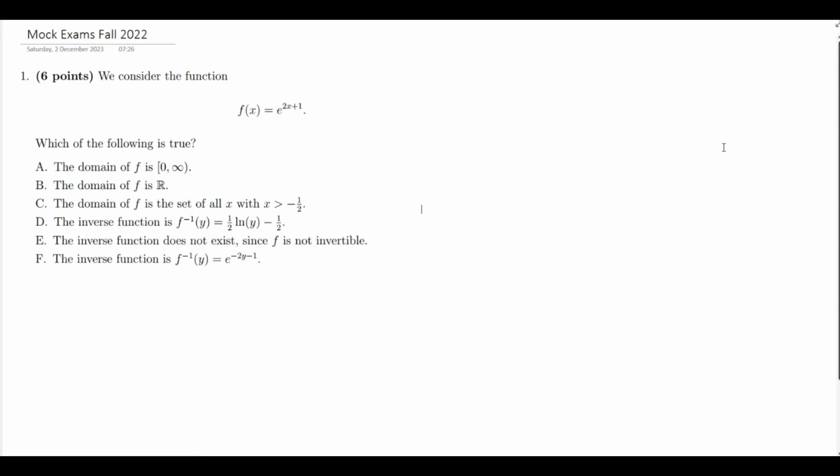So we are going to be taking a look at some calculus questions, and the first question given to us here is a function. Let's consider this function f of x equals e to the power 2x plus 1. Now, which of the following statements is true?